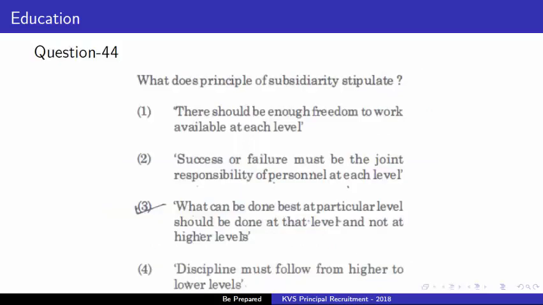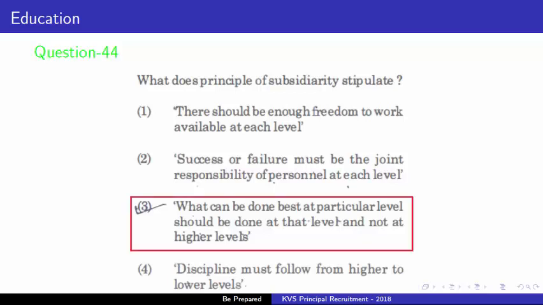Next question is, what does principle of subsidiarity stipulate? Options are number 1, there should be enough freedom to work available at each level. Second option, success or failure must be the joint responsibility of personnel at each level. Third option is, what can be done best at particular level should be done at that level, not at higher levels. And the last option is, discipline must follow from higher to lower levels.